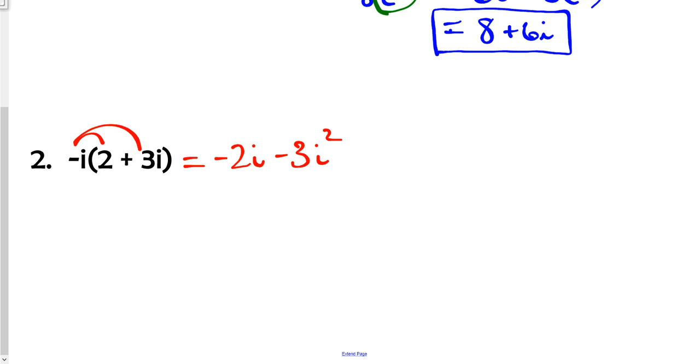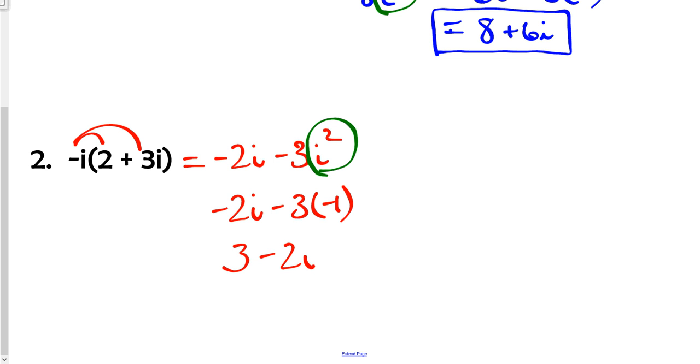That i squared, just like before, isn't really i squared, it's really a -1. So this is -2i minus 3 times negative 1. Then we're going to write that in standard form, simplifying it out. So we have a negative 3 times a negative 1, which gives me a real number of 3. That number gets written first, and then minus 2i.